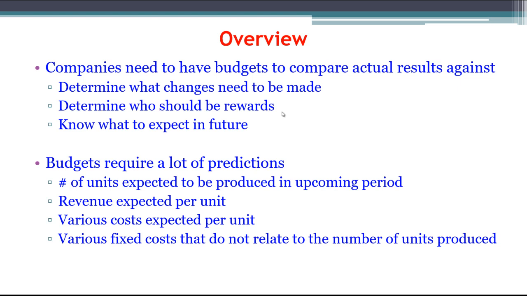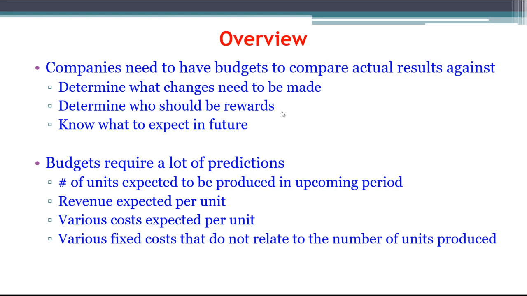And another benefit of a budget is you can determine who should be rewarded for their hard work. You can use the budget to understand and better predict what to expect in the future. So those are some main reasons for the budget. Now the thing that's important to understand with a budget, again, it is done ahead of time. That's the entire purpose of a budget.